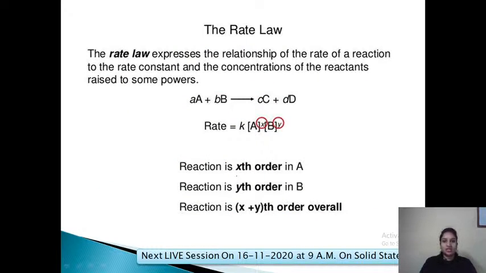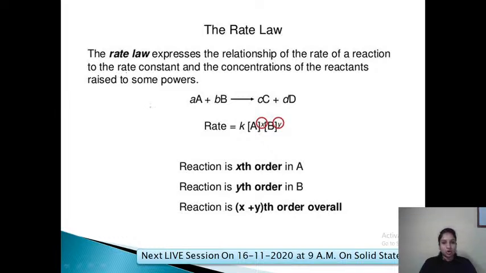Okay. Moving on to the rate law. Now rate law actually gives you a relationship between rate of a reaction to the rate constant and also to the concentration of the reactants. So what is this rate law? Let us just generally consider a reaction aA plus bB gives cC plus dD. A and B are the reactants, C and D they are the products. Now this a, b, c and d, these are the stoichiometric coefficients in the balanced chemical equation, right?